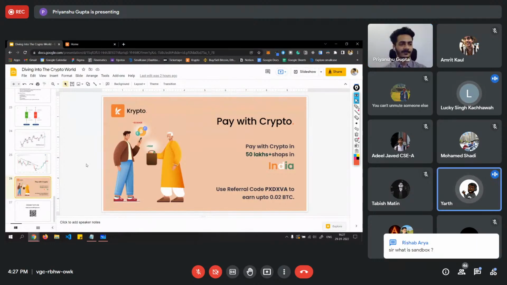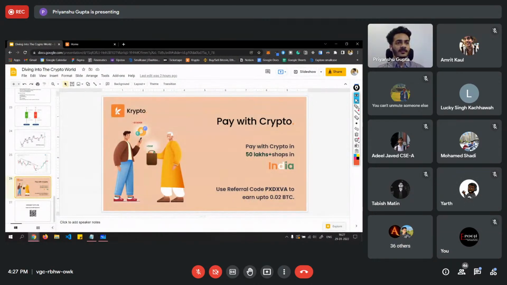So we have one question in the chat. Yeah, go ahead. Volatility of any crypto compared with fixed deposits. Sandbox is also a kind of crypto coin that is focusing on this metaverse and NFTs like Mana.